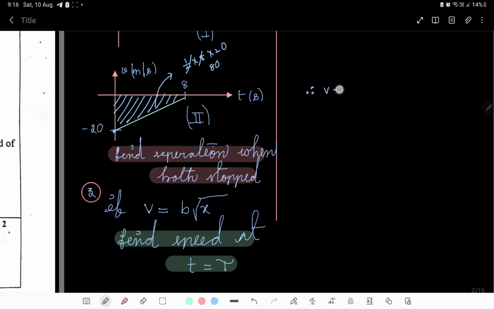So since we know that v is equal to b under root x, right? This v can be written as dx by dt, the instantaneous velocity, equal to b into under root x.